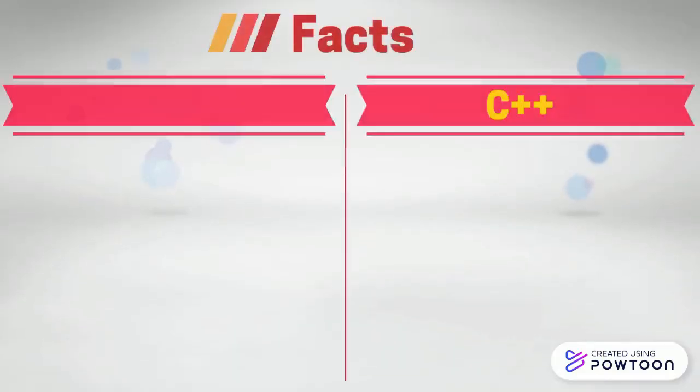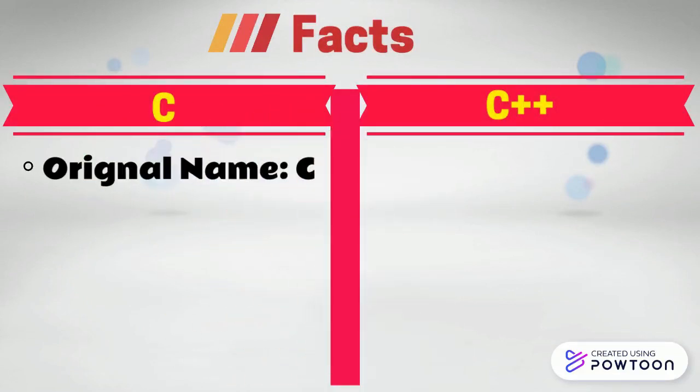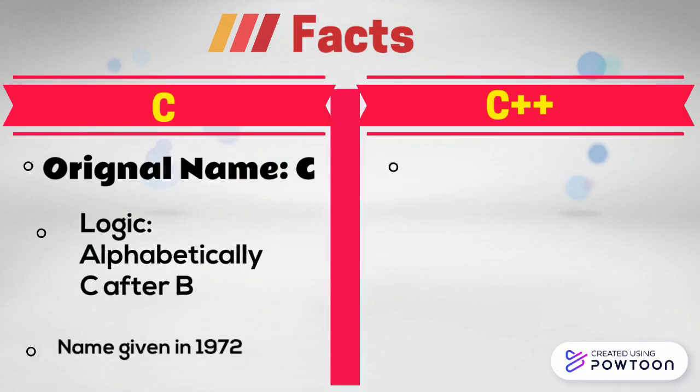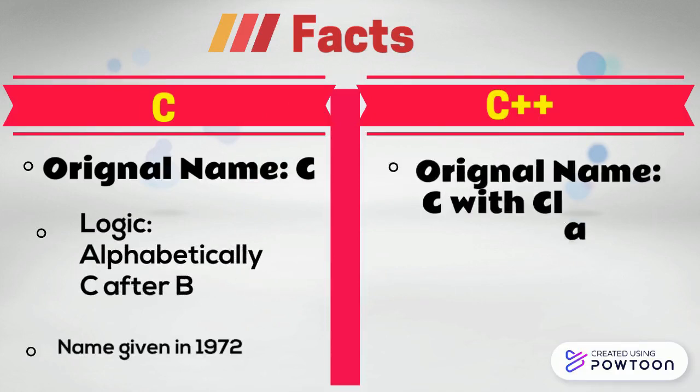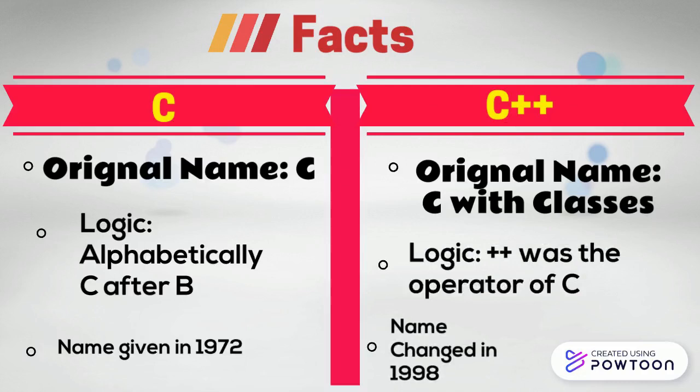Now, let's see some facts. The logic for programming language C's name was that there was a previous language that wasn't as good as languages are now, and it was named B, so alphabetically it was named C. The name was originally given in 1972 when it released. The original name of C++ was C with classes. This was because it had classes, a concept of data structures in programming. The name was changed in 1998 when released because plus was the operator of C for incrementing a variable.